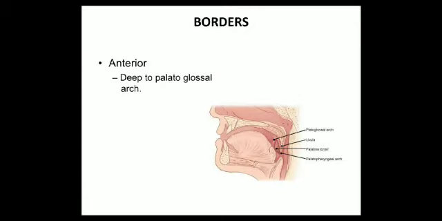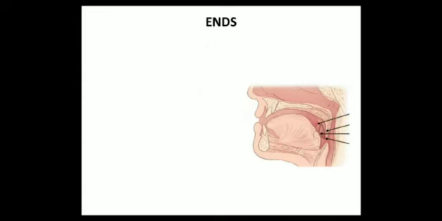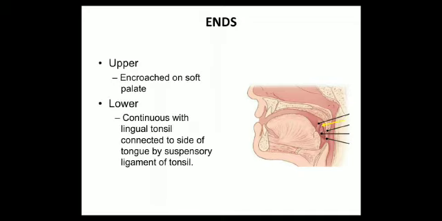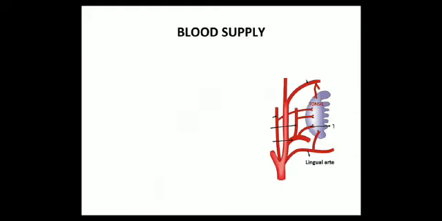It has an anterior border that lies deep to the palatoglossal arch and a posterior border that lies deep to the palatopharyngeal arch. It has two ends. The upper end encroaches on the soft palate and the lower is continuous with the lingual tonsil, connected to the side of the tongue by the suspensory ligament of the tonsil.